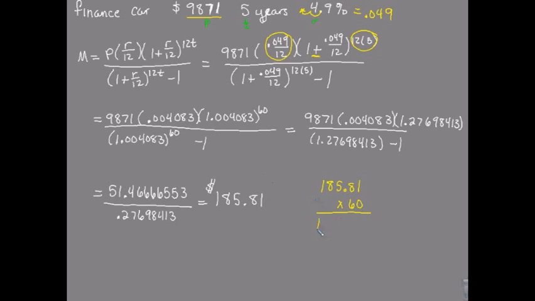Now, we're making 60 payments, right? 60 payments is the total we're paying. And if we subtract the original amount of the car, we're paying $1,277.65 in interest.